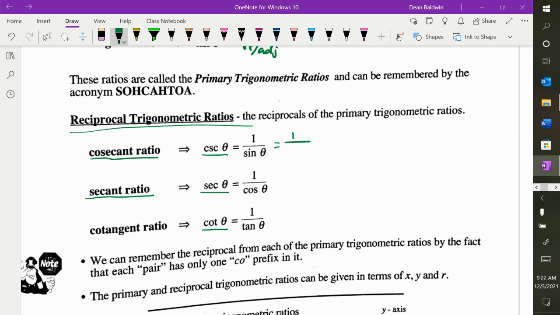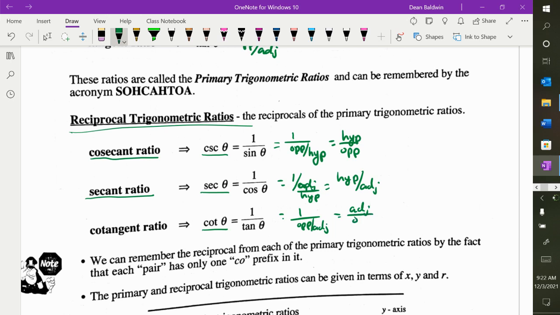All right. So, sine is what side over what side? Op over hype. So when you take the reciprocal, it's 1 over the op over hype, which turns it into hype over op. Cosine is adjacent over the hypotenuse, so when you flip it, it's hypotenuse over the adjacent. And tan is op over adjacent, so it becomes adjacent over the opposite.